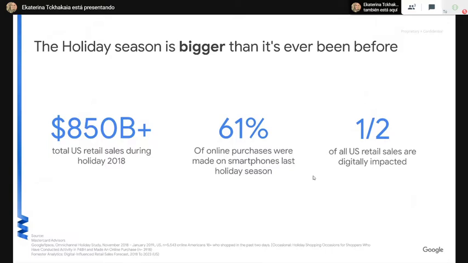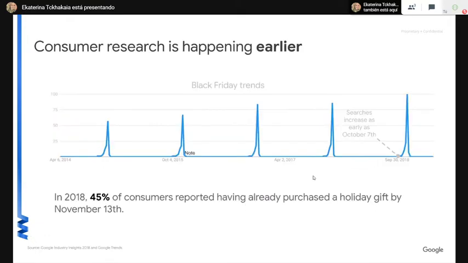The holiday season in 2019 is actually bigger than before. If you look at the year 2018, we can see that the total sales from Black Friday amounted to $850 billion. And with half of retail sales being digitally impacted, over 60% of purchases were actually made on smartphones. And half of all US retail sales were digitally impacted. This is an indication that people are more and more comfortable buying online directly from their smartphones.